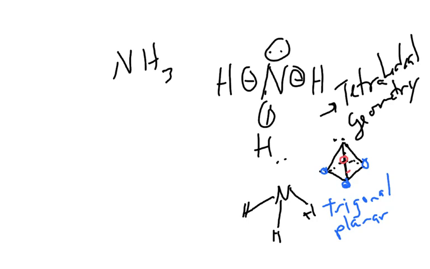Sorry, just say that last part one more time. That it gives you a molecular shape, trigonal planar, which is different from the geometry of all of the electron groups around the central atom, which would be a tetrahedral geometry.